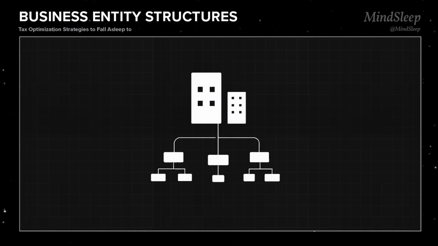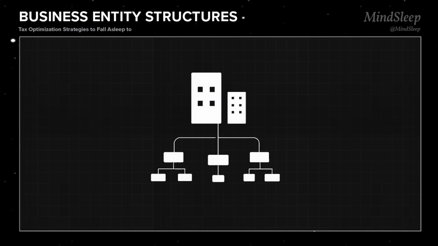This pass-through nature can offer significant tax advantages, as it avoids the double taxation often associated with corporations. However, it also means partners may be taxed on profits they haven't actually received, a phenomenon known as phantom income. This can create cash flow challenges for unwary business owners.